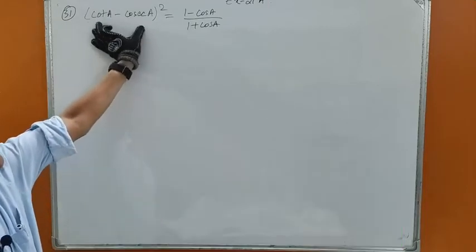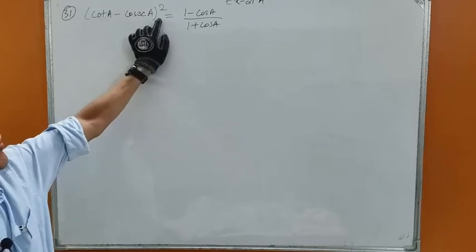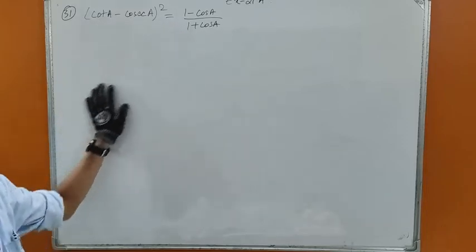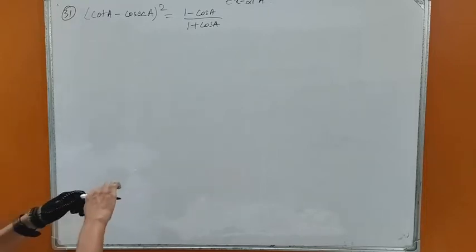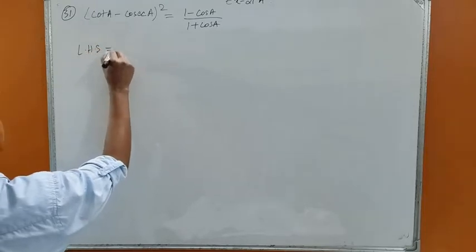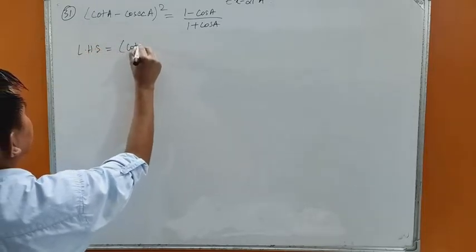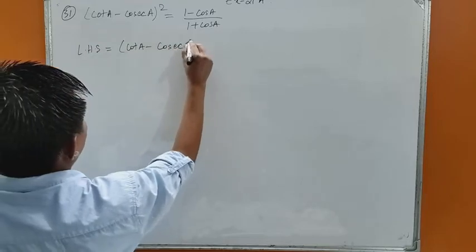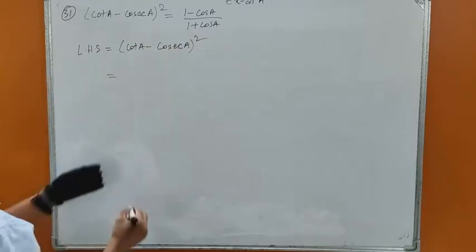In the left hand side we have (cot a minus cosec a) whole square, and in the right hand side we have (1 minus cos a) upon (1 plus cos a). So we are asked to prove this. Let's do. LHS equals (cot a minus cosec a) whole square. This is what we have in the left hand side.